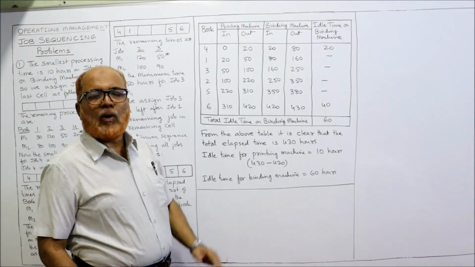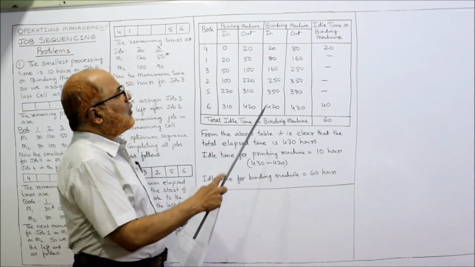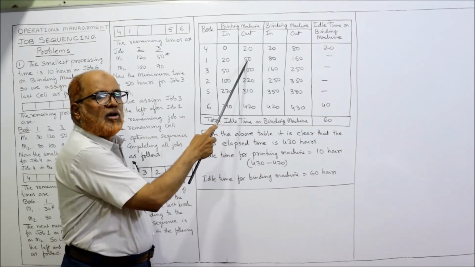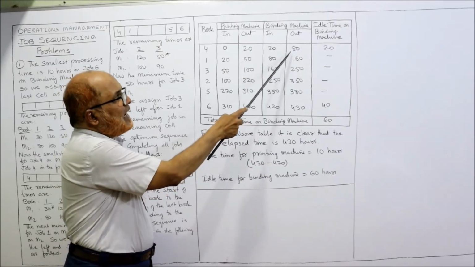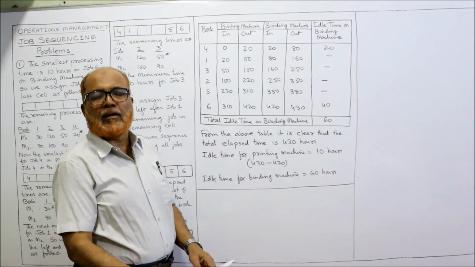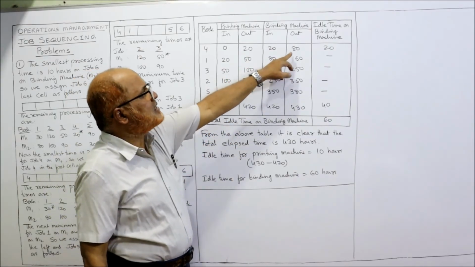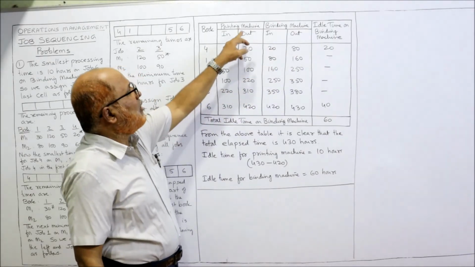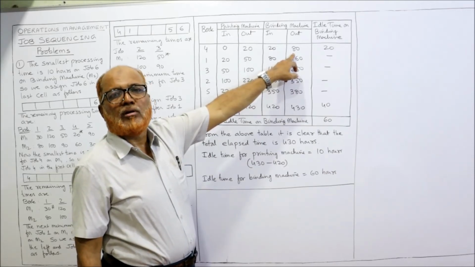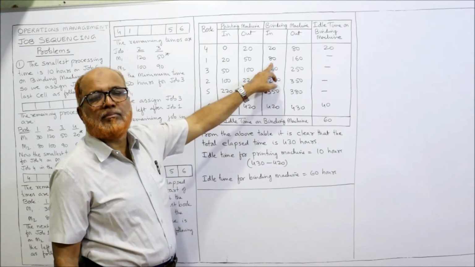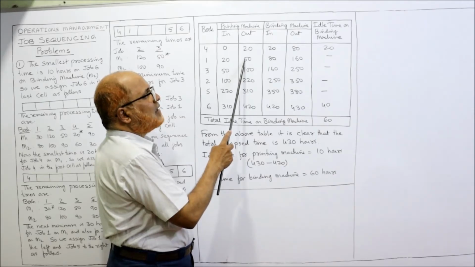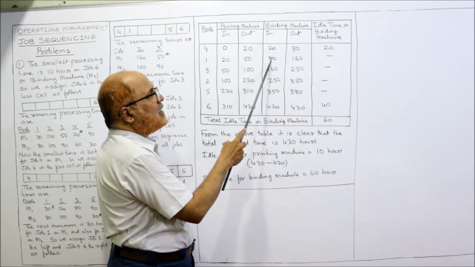Now we have to check what is the out time for printing. The out time for printing is 50 hours. But immediately at 50th hour, the binding work cannot start because binding machine was free after 80th hour. So from 80 it will start. So you have to compare whether the out time of printing machine or the out time of binding machine is more. Whichever is more, that should be taken as the starting time for binding machine. So here 80 or 50, whichever is higher, 80 is higher. So it will start at 80th hour.